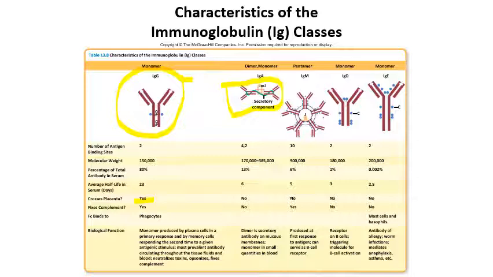IgM, that's your first responder antibody. This is the first one that's produced by your plasma cells after an initial infection. It usually exists in this pentamer form, so 5 of them attached together. IgD, again, we don't really know, but it usually occurs as a monomer. And then IgE also occurs as a monomer, and that one's going to be associated with allergic reactions and parasitic infections.